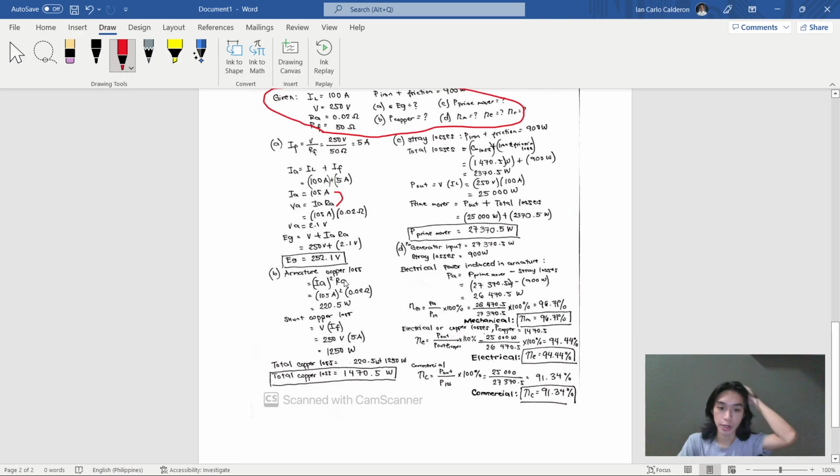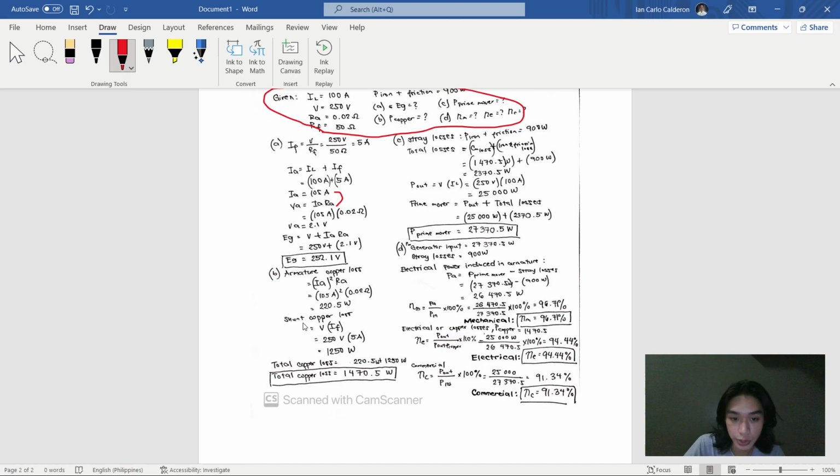For the second part of the second problem, armature copper losses. Armature copper loss is in terms of power. So power is equal to I squared multiplied by R, so I sub A squared times R sub A, since it is armature. So 105 amperes here squared times 0.02 ohms. So we get the value for the armature copper loss of 220.5 watts.